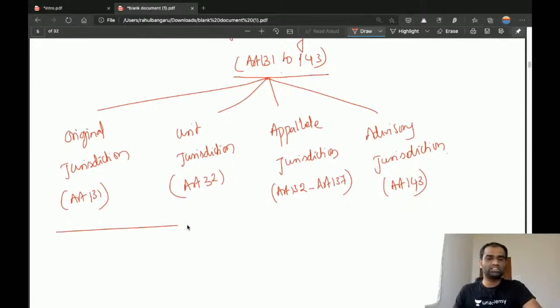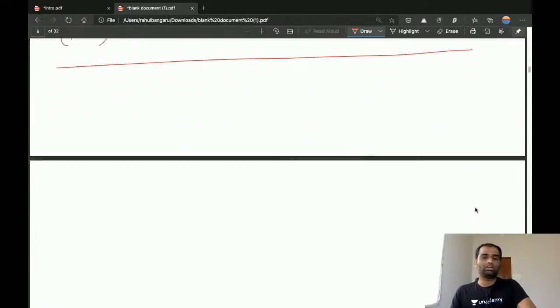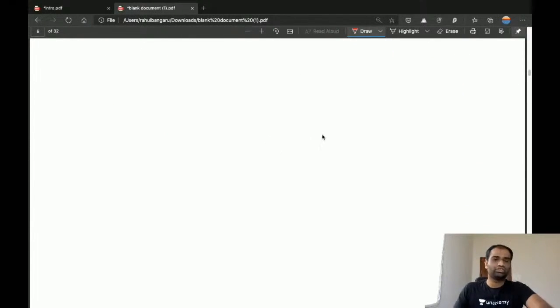We will discuss each individual jurisdiction in an in-depth manner. Let's take a look at the first jurisdiction. The first jurisdiction that we are going to discuss today is original jurisdiction.